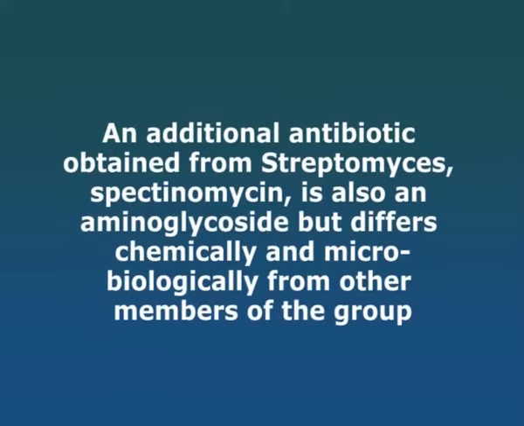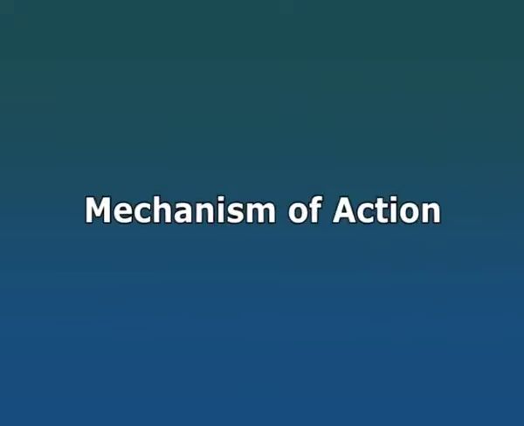When administered for systemic infections, aminoglycosides must be given parenterally, usually by intramuscular injection. An additional antibiotic obtained from Streptomyces, spectinomycin, is also an aminoglycoside but differs chemically and microbiologically from other members of the group. Now let's study the mechanism of action.